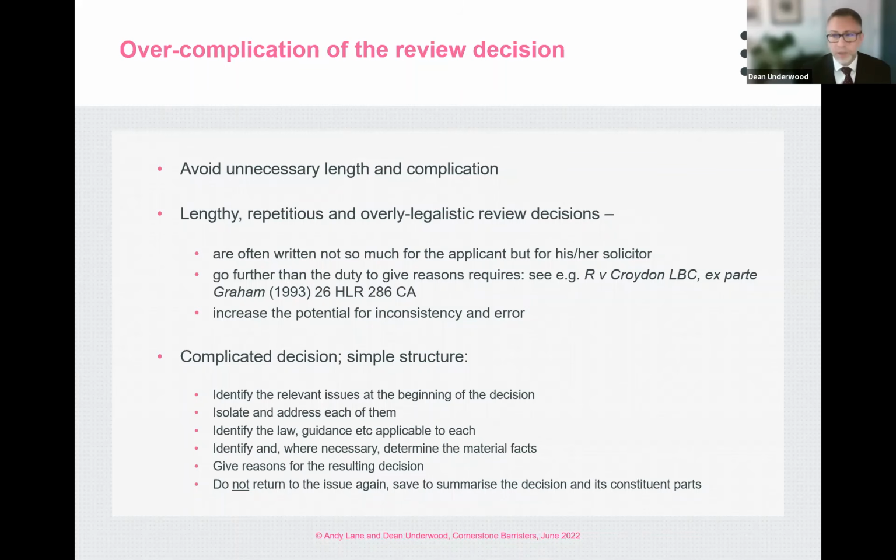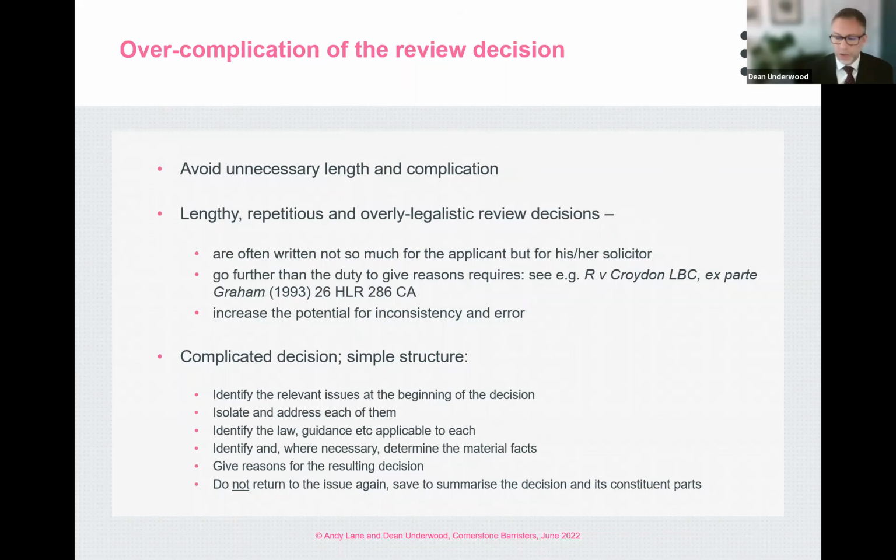On which note, that point is dealt with in the last section of this slide, headed Complicated Decision, Simple Structure. And trite though it may seem, this is what we would suggest as a very basic, simple way of structuring the treatment of any particular issue and the making of the decision. So identify the relevant issues at the beginning of the decision. What are the issues that the officer has to decide? Isolate them and address them each individually.